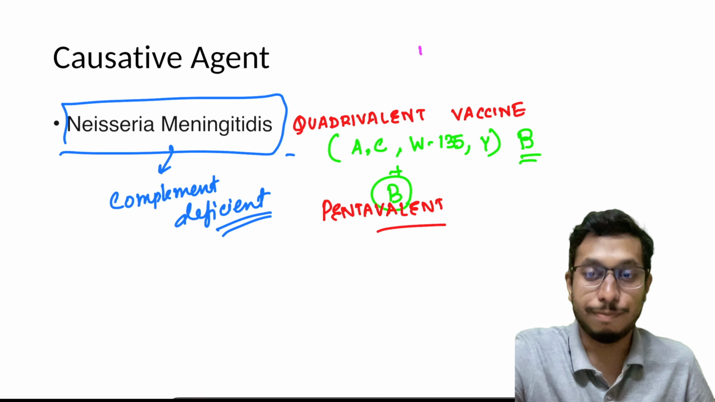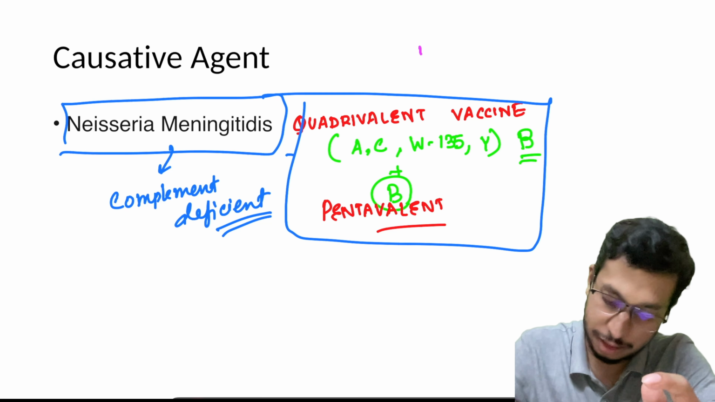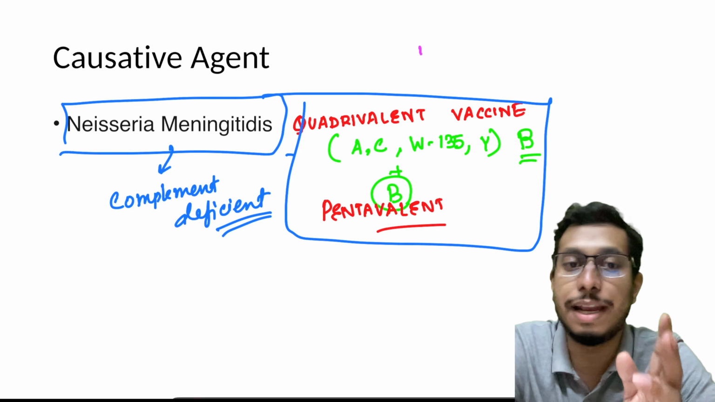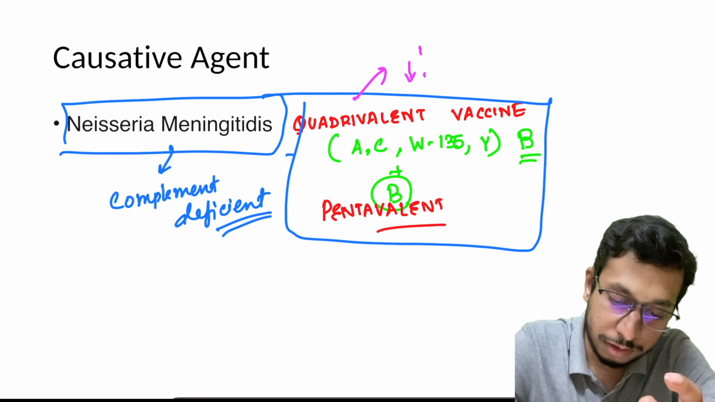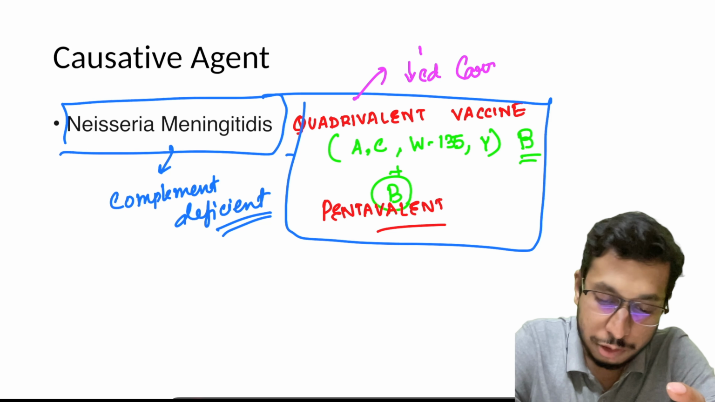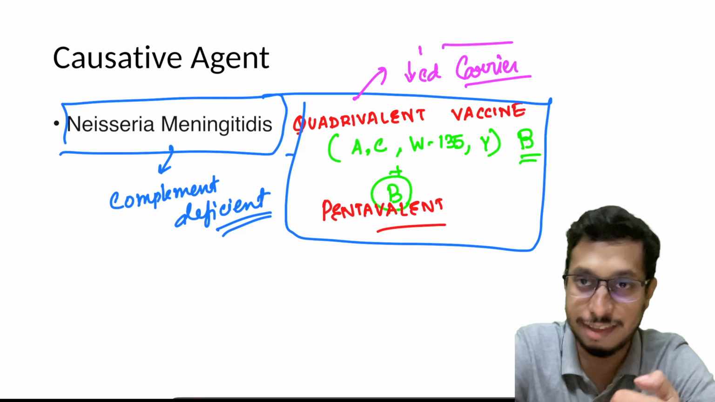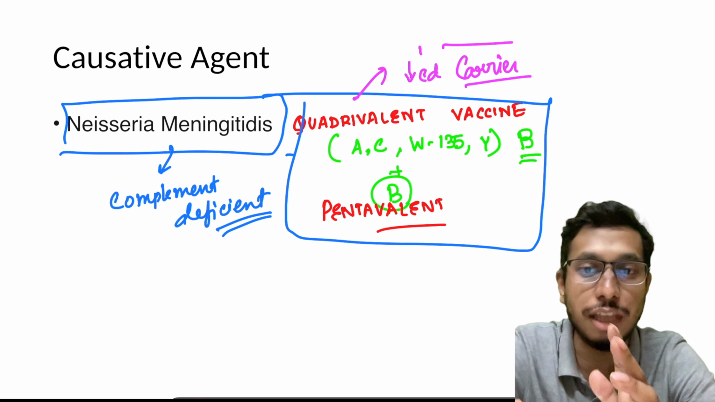Okay, so remember, this vaccination, although it has reduced the total incidence of meningitis, has not reduced the carrier rate. Why so? Because there is no herd immunity associated with this vaccine. Therefore, there is no decrease in carrier rate along with the vaccine.